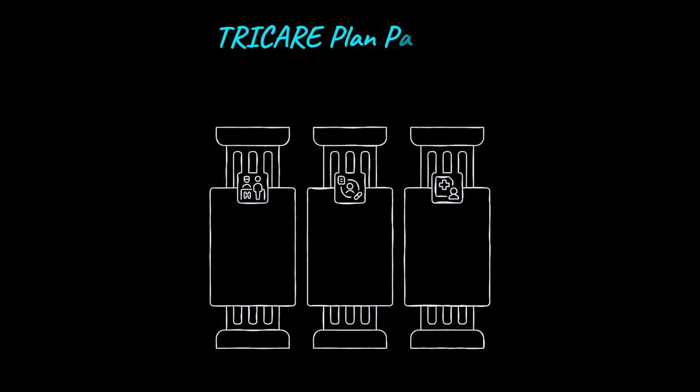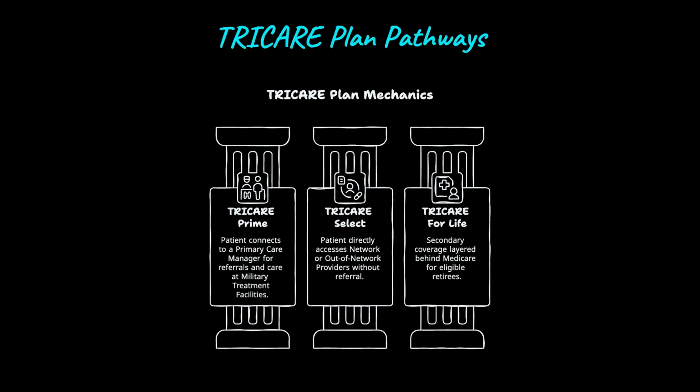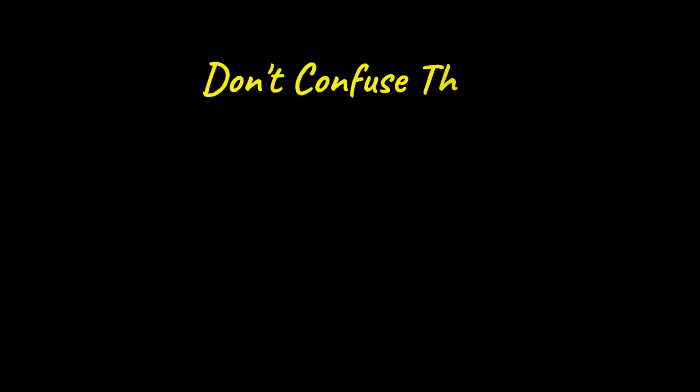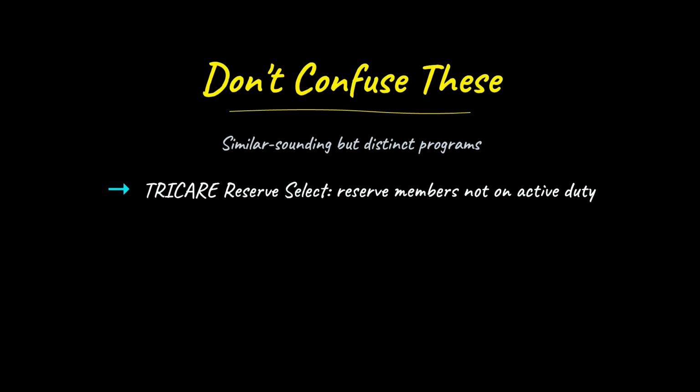usually costs more. Mechanically, the front desk verifies the patient's exact plan at check-in, since billing and authorization rules differ. Prime patients typically need their primary care manager's referral for specialty visits. Select patients have direct access but face higher cost-sharing out-of-network, and TRICARE for Life beneficiaries follow Medicare's rules first, with TRICARE acting as secondary. Watch for exam traps.